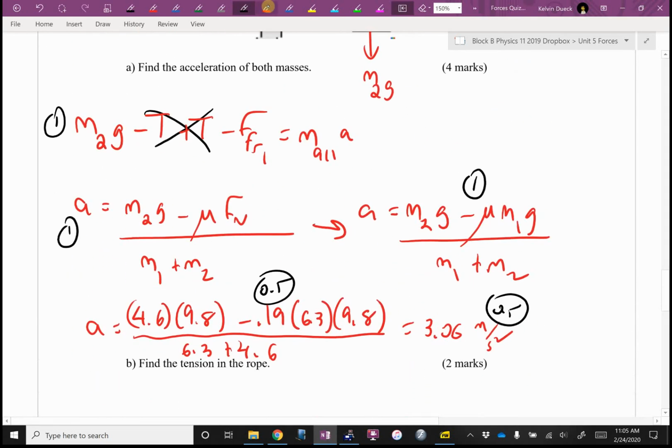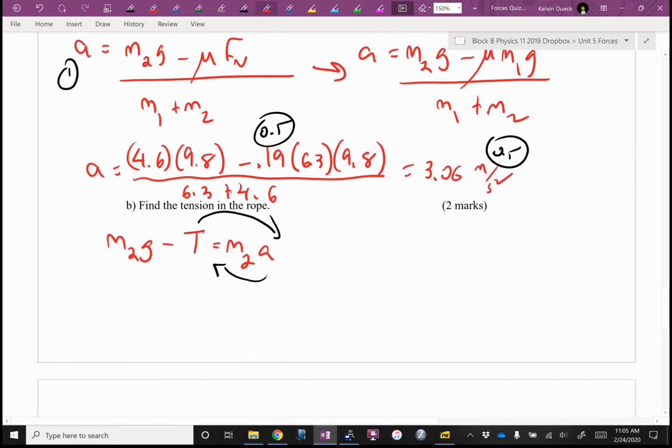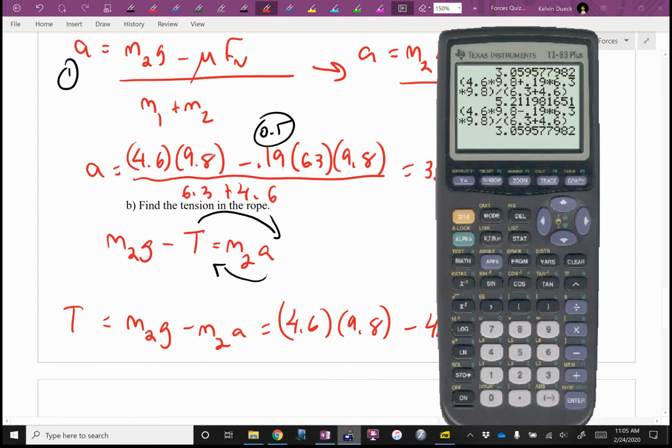So I'd go M2G minus tension equals M2A. I would now swappy dance. I would go M2G minus M2A, and I would tuck the tension there just for giggles. And it's going to be 4.6 times 9.8 minus 4.6 times, I'm going to write 3.06, but I'm going to use my answer button. You get almost exactly 31?